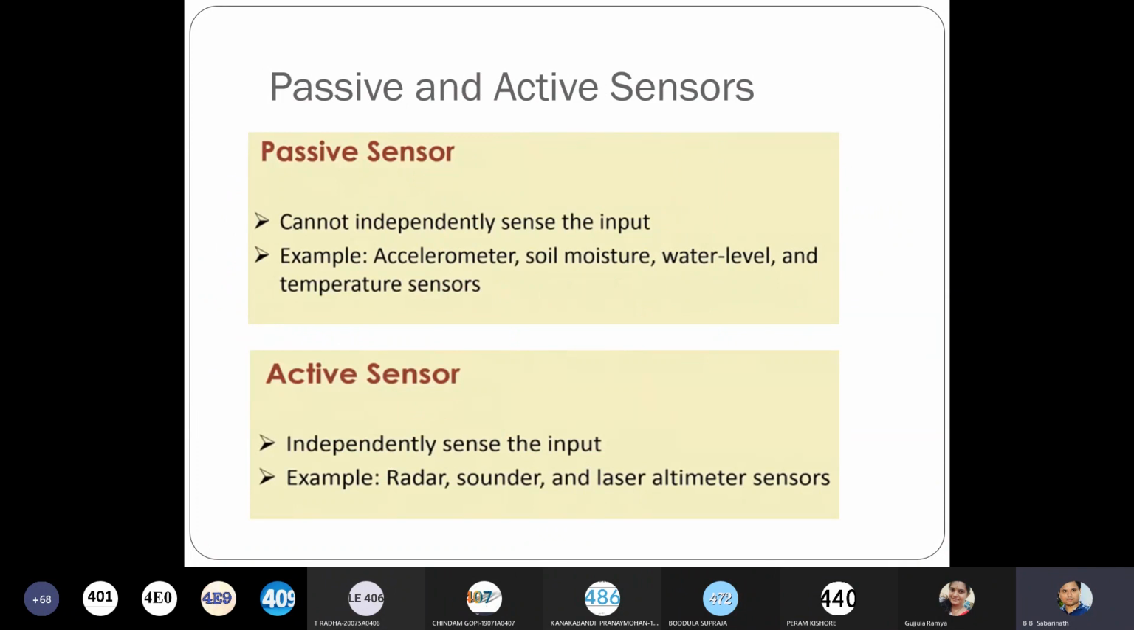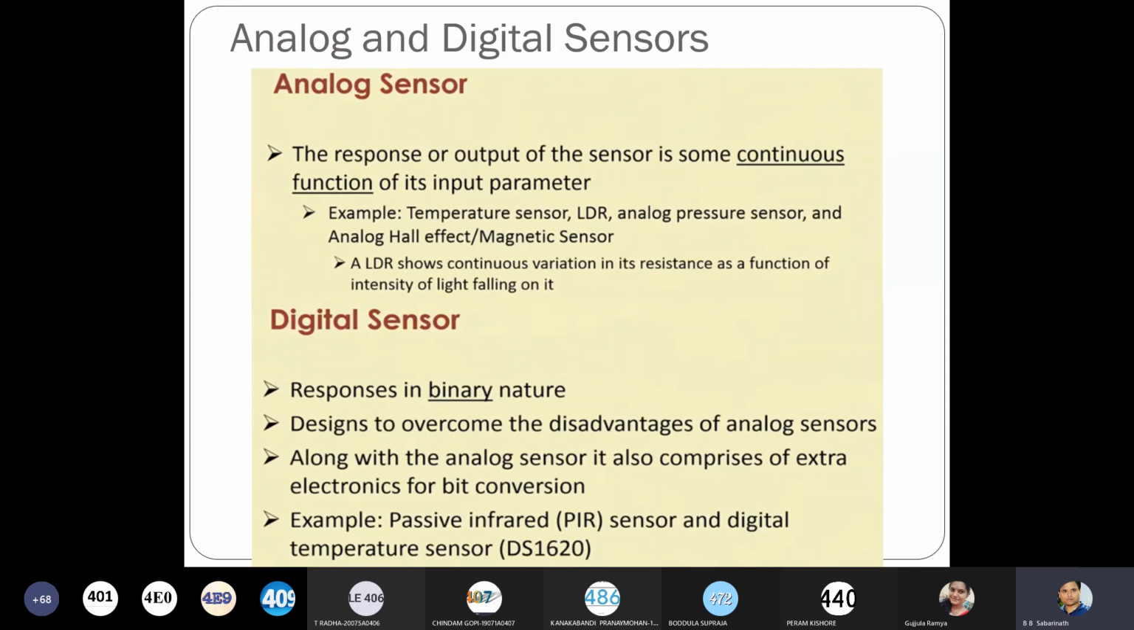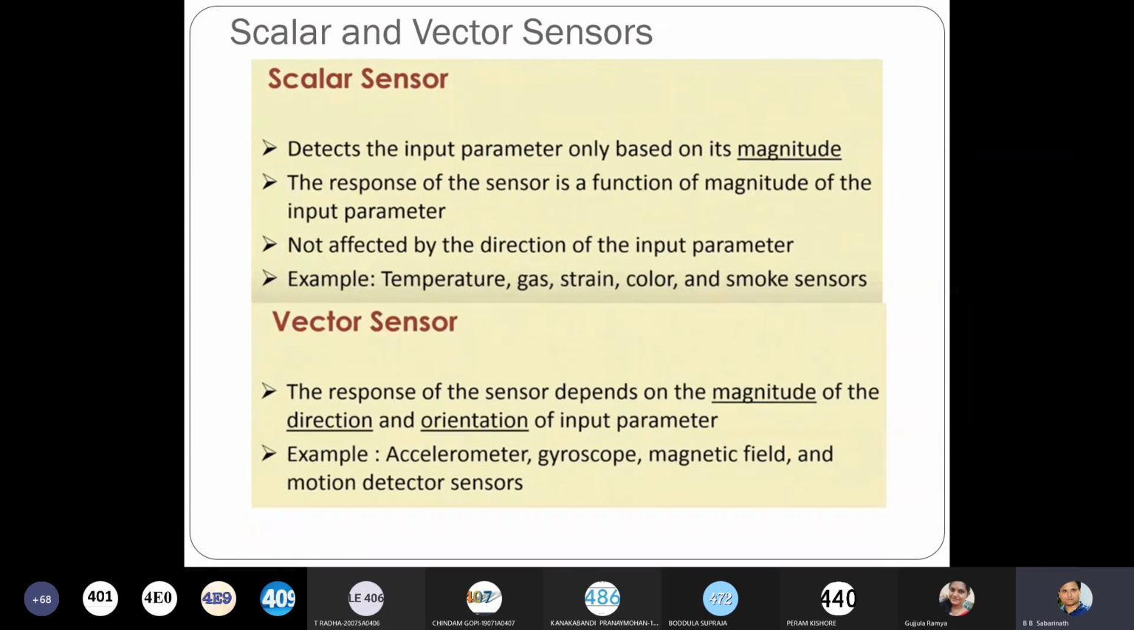A passive sensor cannot independently sense the input. It should have some external supply. An active sensor independently senses the input without using any external supply. For an analog sensor, the output response is a continuous function. Digital is binary. A scalar sensor detects the input parameter only based on its magnitude, while a vector sensor depends upon the magnitude and direction.